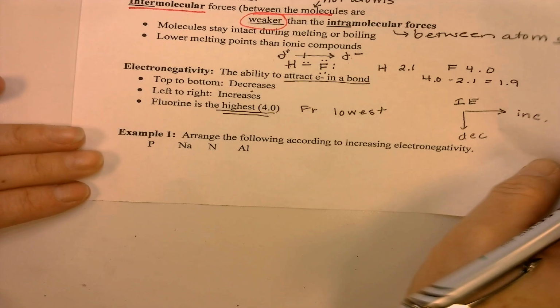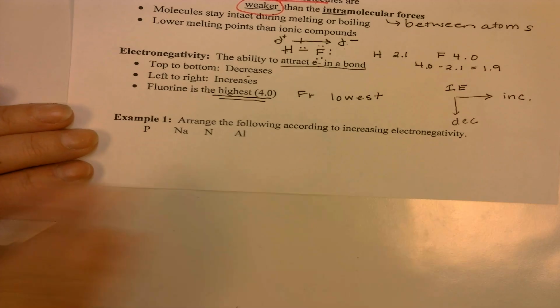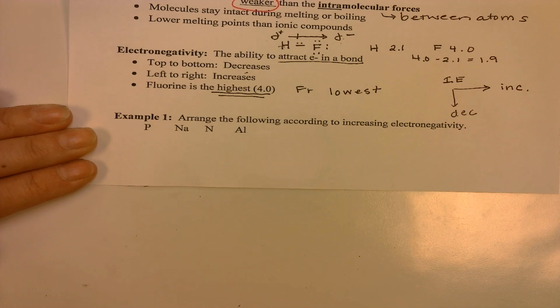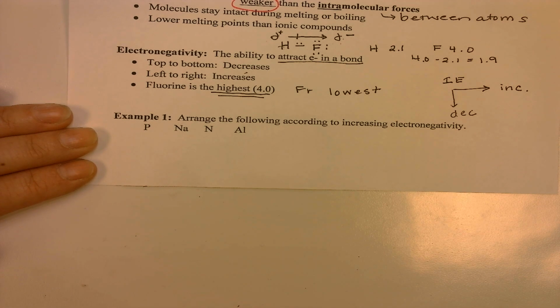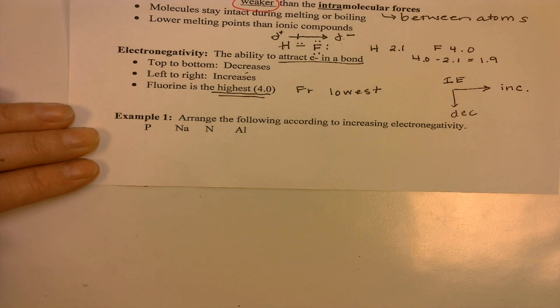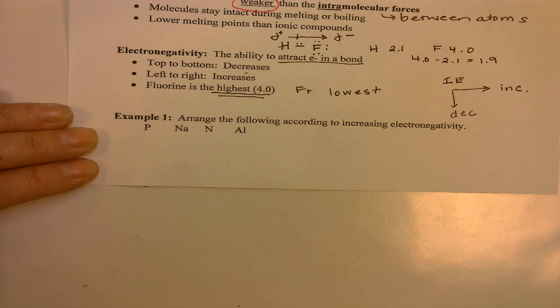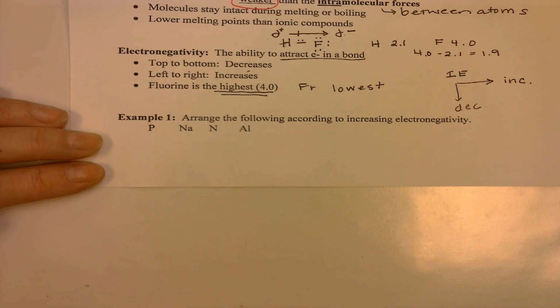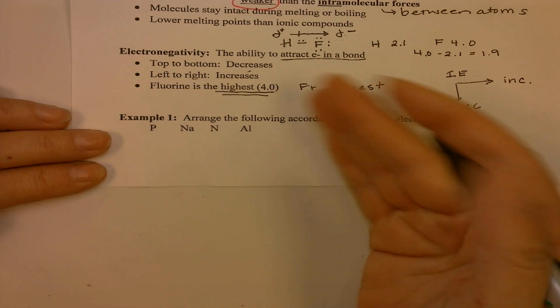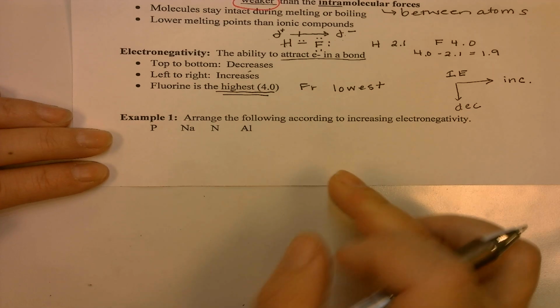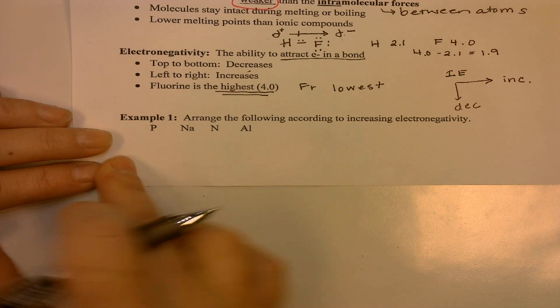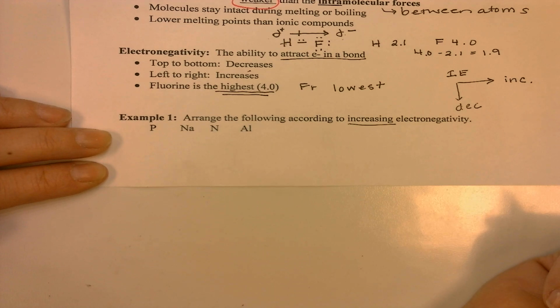Okay, so arrange the following according to increasing electronegativity. So I'd like you to do that now. Okay, so the highest electronegativity is going to be farthest to the right here in my answer, and the lowest electronegativity is going to be farthest to my left because we're increasing.